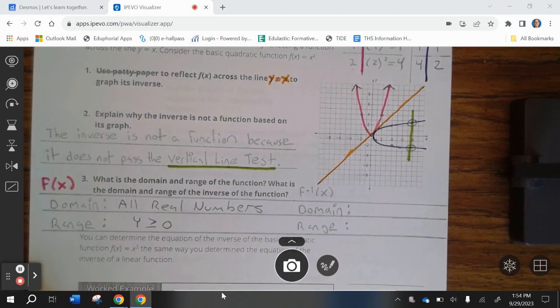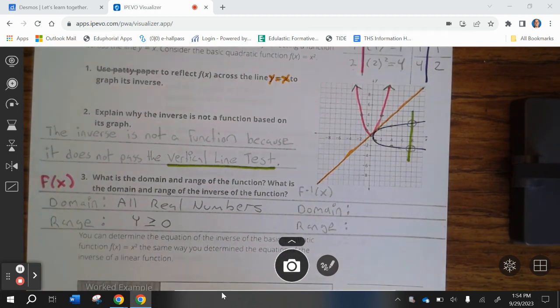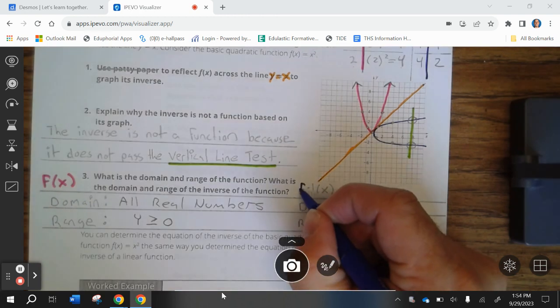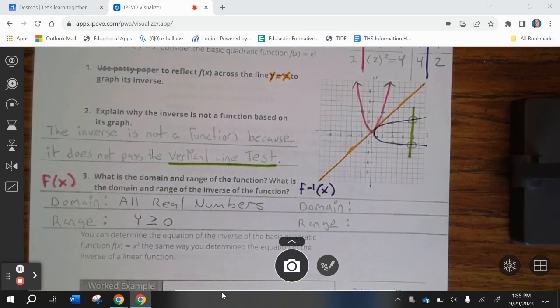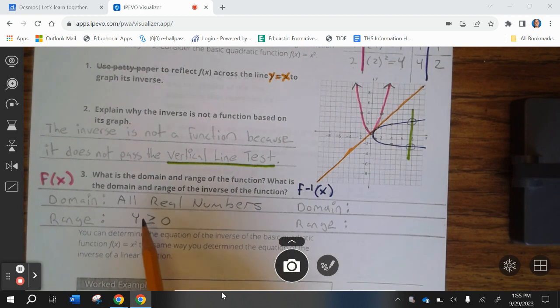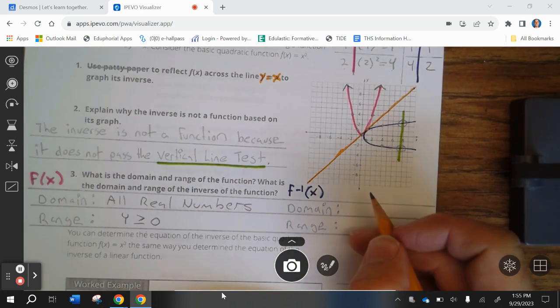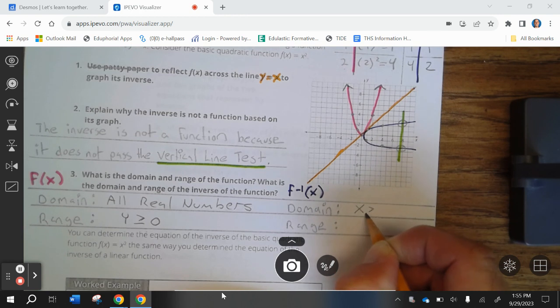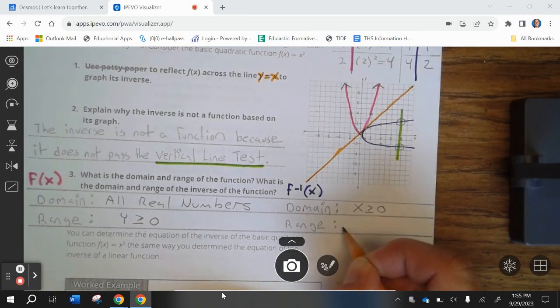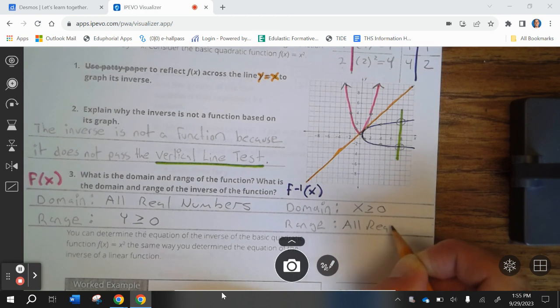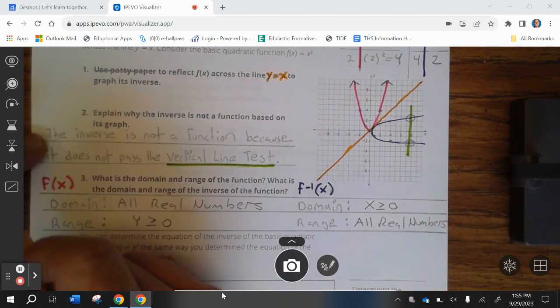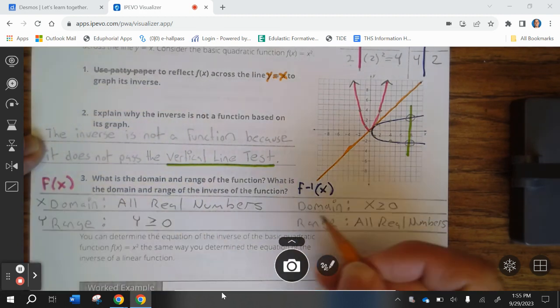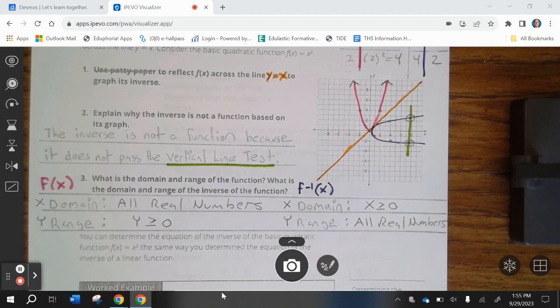Now let's take a look at the inverse. Just like the x and y values, the domain and range switch. So the domain is now x greater than or equal to 0, and the range is all real numbers. Remember, domain is x, range is y.